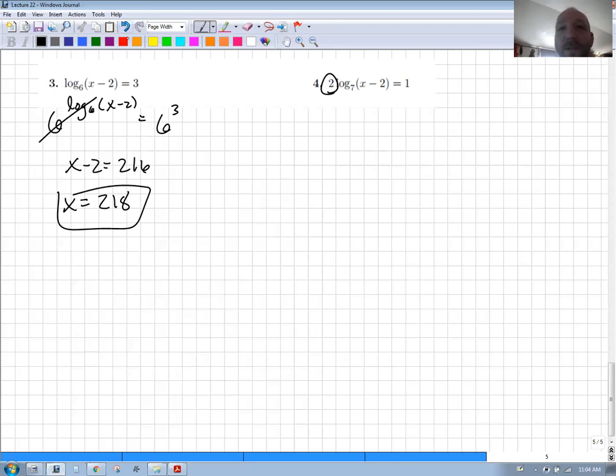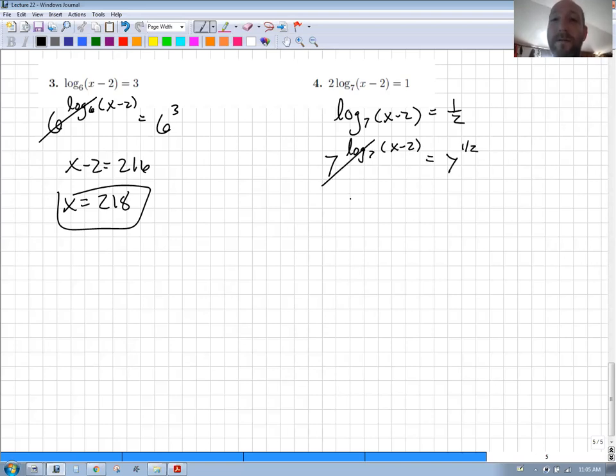All right, this guy here. First, let's deal with this 2. Let's turn this into a problem that looks like that. So the first thing we want to do is divide both sides by 2. Now this is just like the previous problem. We'll do 7 to the power of both sides. All right, those undo one another. 7 to the 1/2 is the same as square root of 7, right? So if we add 2 to both sides, we have x is root 7 plus 2.